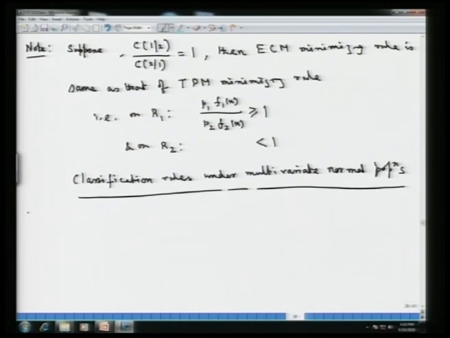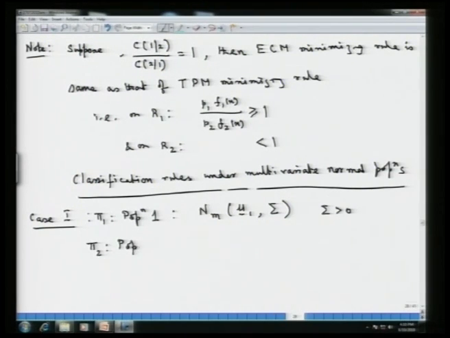Now, we look at two different cases. In the first case, we look at the two populations as follows. Population 1 is a multivariate normal of dimension m, with mean vector mu 1 and a positive definite covariance matrix sigma. In our notation this is the pi 1 population. The second population, earlier denoted by pi 2, is also a multivariate normal of dimension m, with mean mu 2 and the same covariance matrix as the first population. So, the difference between these two multivariate populations comes in their mean vectors: mu 1 for population number 1, and mu 2 for population number 2.